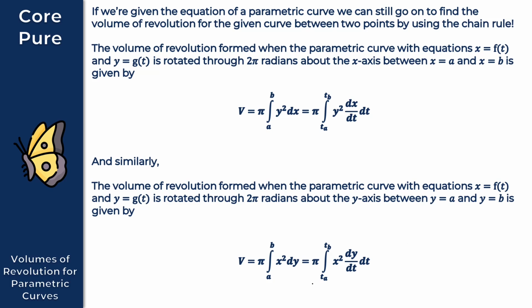And again, just using the chain rule, this is equal to pi times the integral from t subscript a to t subscript b of x squared dy by dt dt. Again, we have this slightly modified form in terms of limits. We have t subscript a and t subscript b. This is just the value of t when y equals a, and the upper limit is the value of t when y equals b.